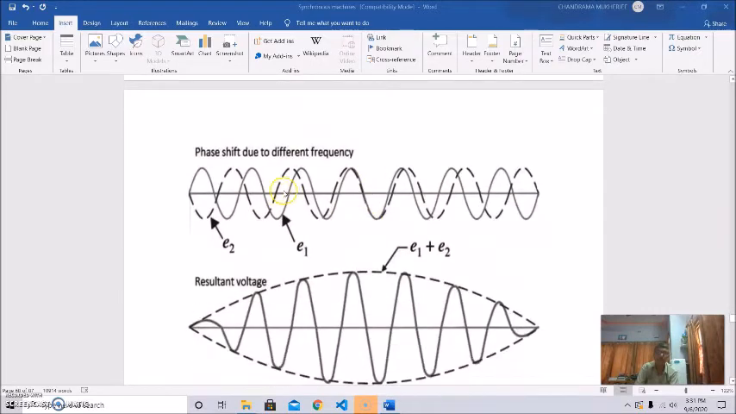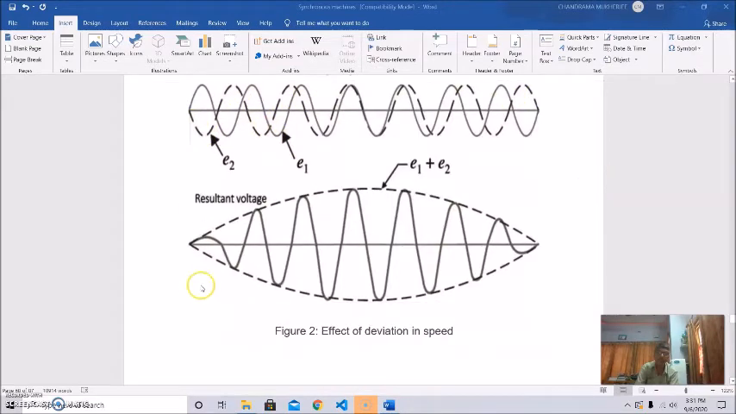And phase shift due to different frequency: this is E1, and if E2 is out of frequency with E1, they produce a phase shift. Okay, and as a result, this is the resultant voltage. So this is due to the effect of deviation in speed.